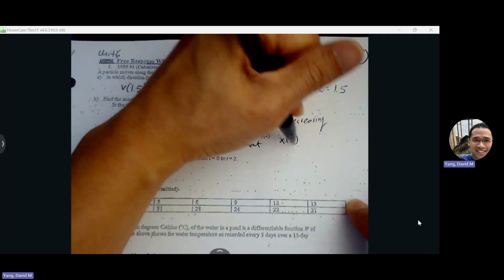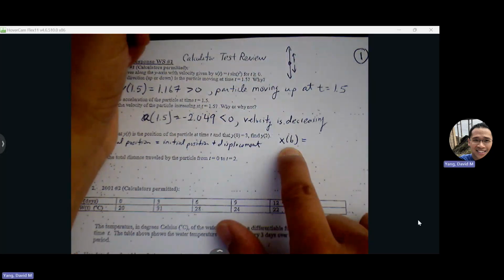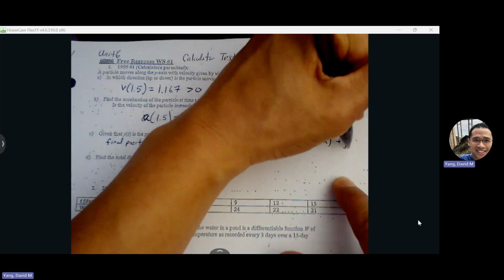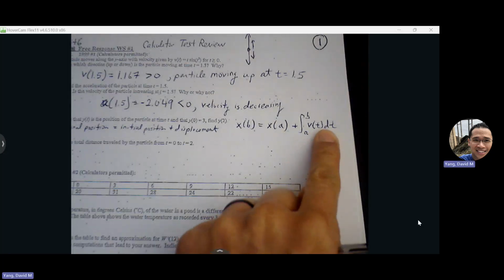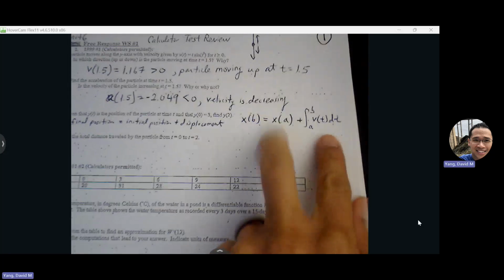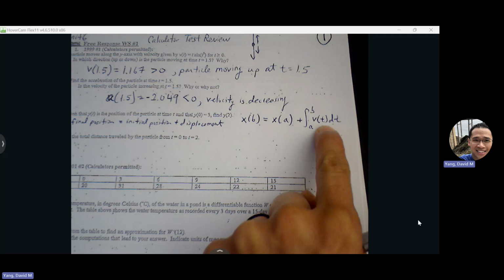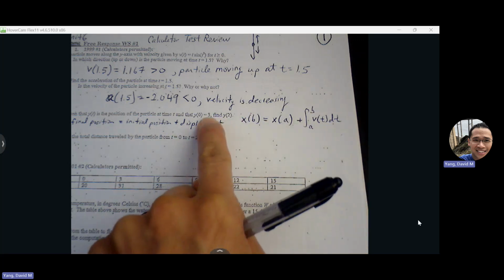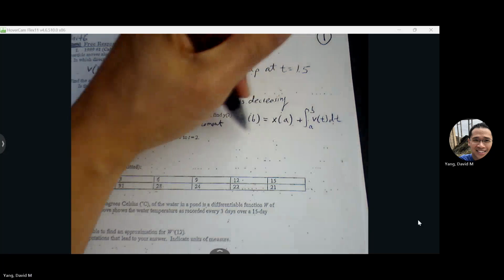If I have x of b, let's say that's my final position that I'm looking for, it is equal to x of a, that's my given position, plus the integral from a to b of v of t dt. That's my displacement. That's basically indicating how much distance I'm going to cover in that period. So in this case, if I want to find y of 2, I adapt this formula for my problem here.